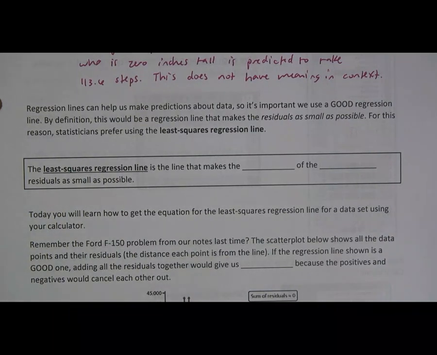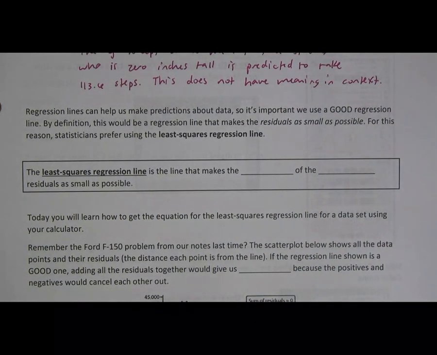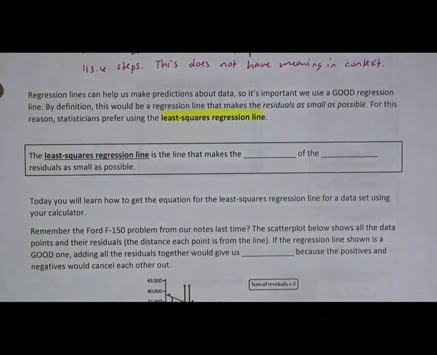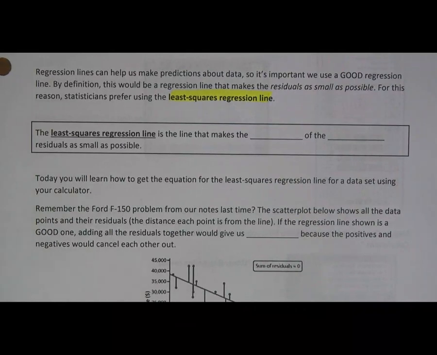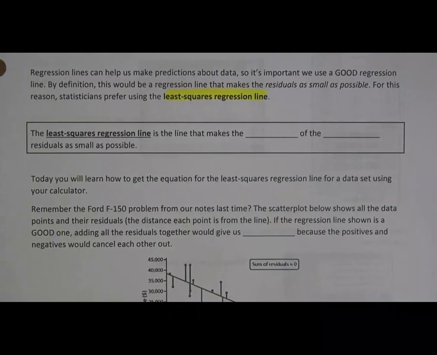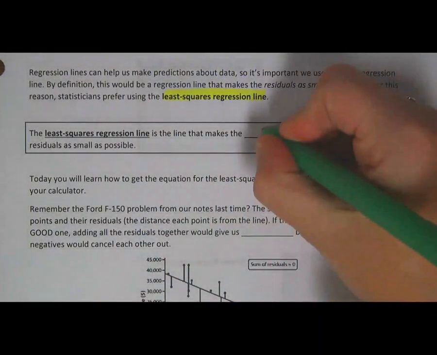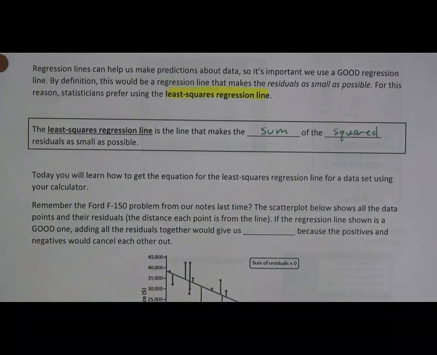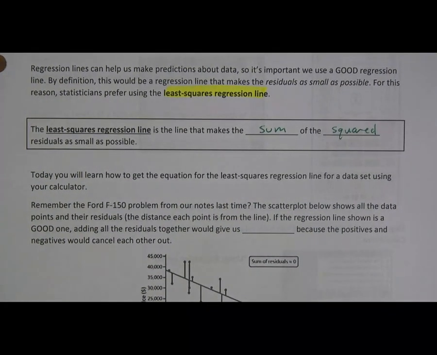By definition, good means that it'd be a regression line that makes the residuals as small as possible. For this reason, statisticians prefer using the least squares regression line. LSRL is how we abbreviate it in AP Stats. Here's what that means. The least squares part means your calculator is going to come up with a line that makes the sum of the squared residuals as small as possible. I know that's a lot of words. I'm going to illustrate it the best that I can.